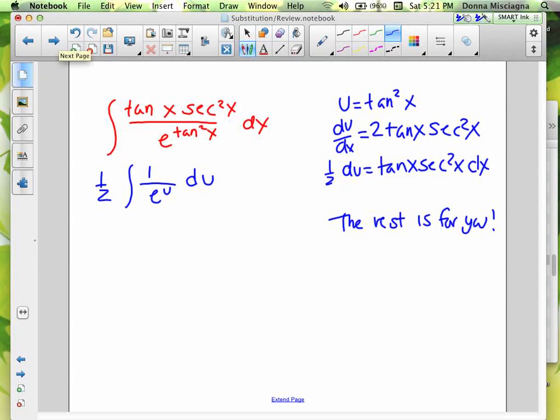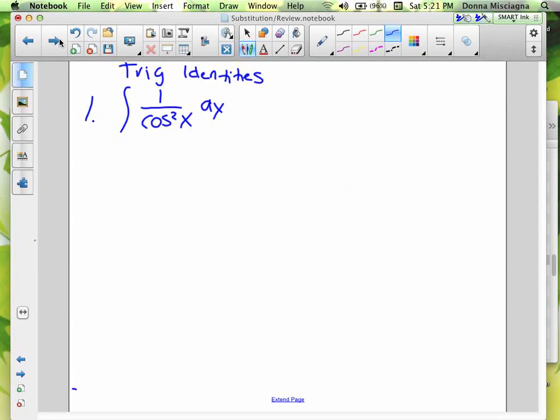Right? And you get to do the rest. On to the next one. All right, using some trig identities. I have 1 over cosine squared x dx. This is not a substitution. Okay? I don't see a sine x.